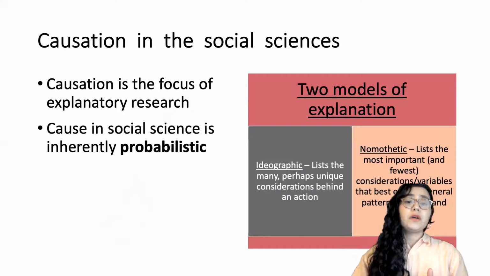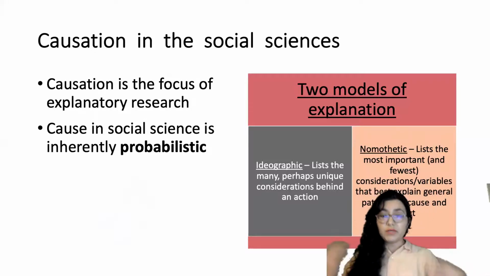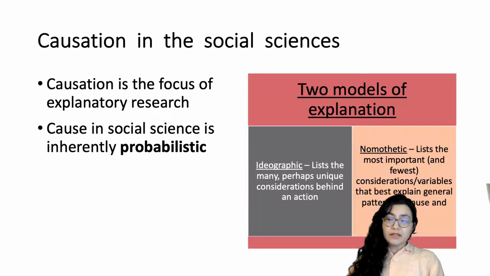So causation in the social sciences is the focus of explanatory research. Explanatory research asks how we explain what produces a phenomenon. So we might be talking about crime. How do we explain what causes crime? What causes people to do crime? And when we're talking about these findings and research questions, we're thinking about it from a probabilistic frame.